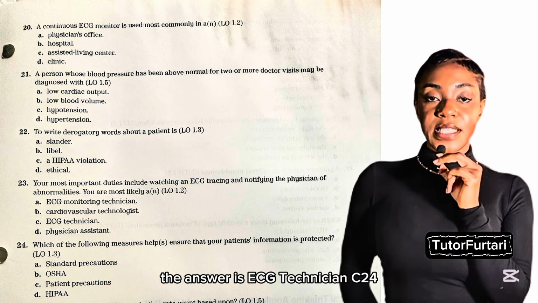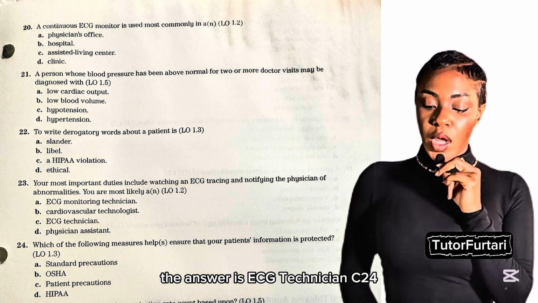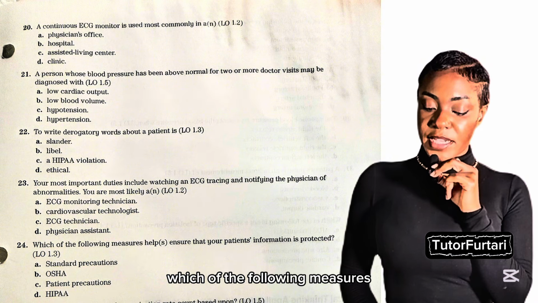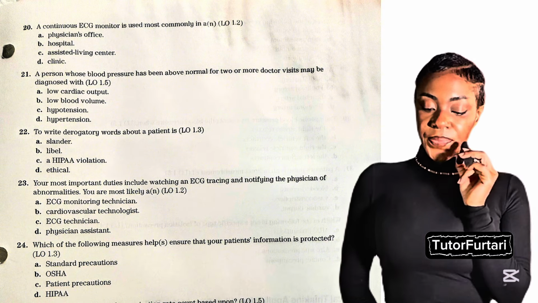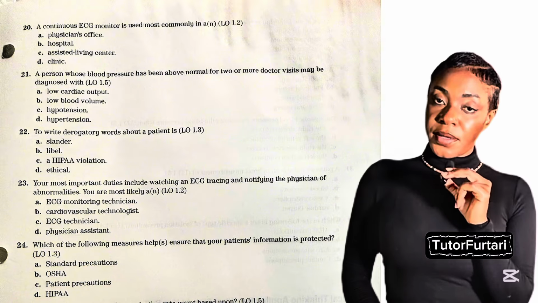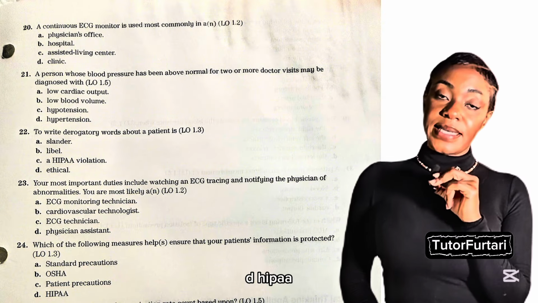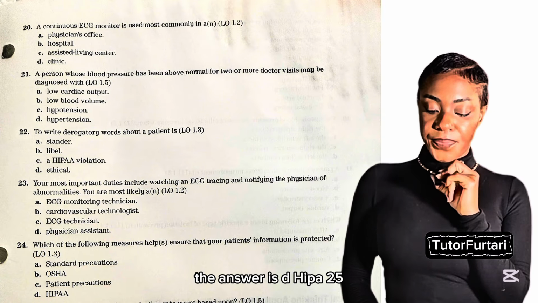The answer is ECG technician, C. 24. Which of the following measures help ensure that your patient's information is protected? A. Standard precaution. B. OSHA. C. Patient precaution. D. HIPAA. The answer is D. HIPAA.